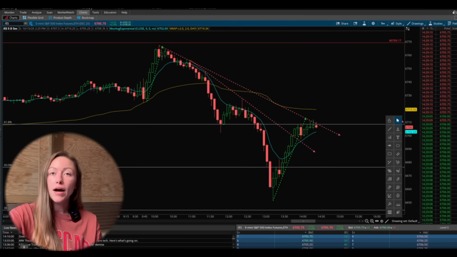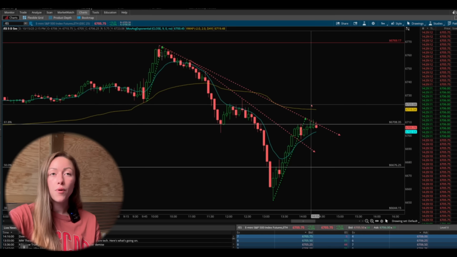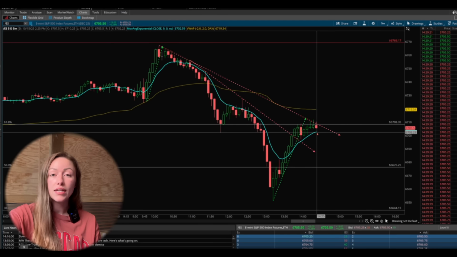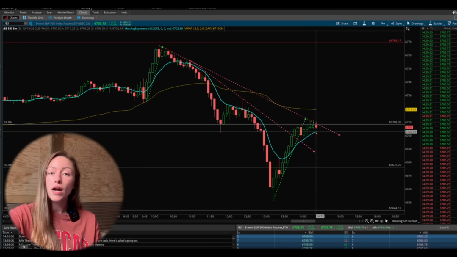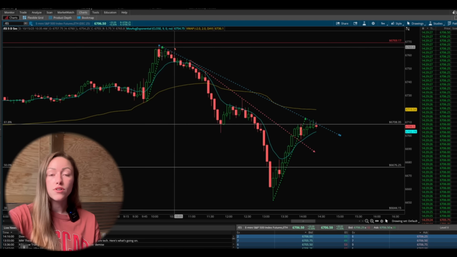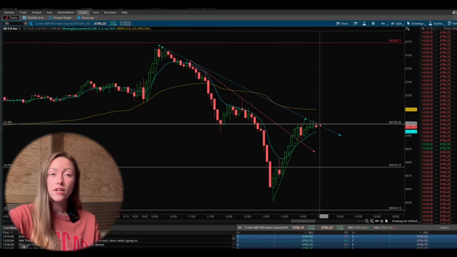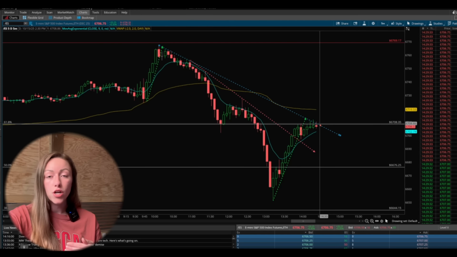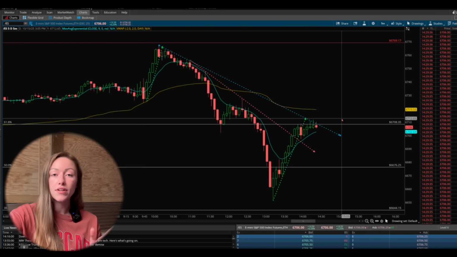Now, if you can combine it with other confluences, like for example, if we started to close under the 9 EMA again, that could be a sign that we're actually flipping bearish. We do have a top trend line of resistance right here, so that's another area to potentially watch. And for me, my KPLs are key. So the only way I'm taking a trade is if we're near a KPL, and then I've got everything else in alignment. But again, I'm trading in a more advanced way because I've had a lot of experience staring at markets.